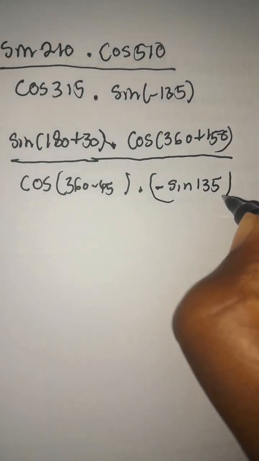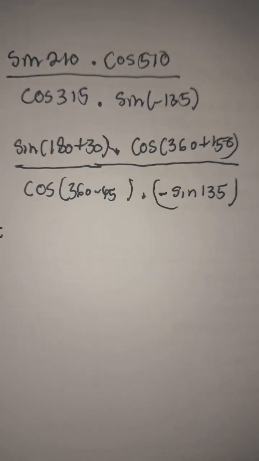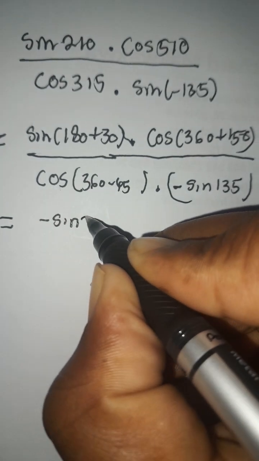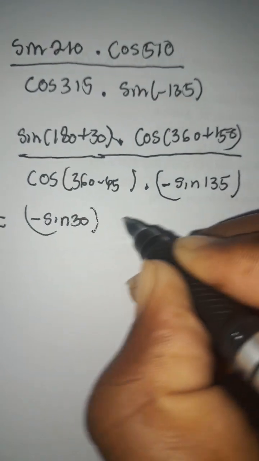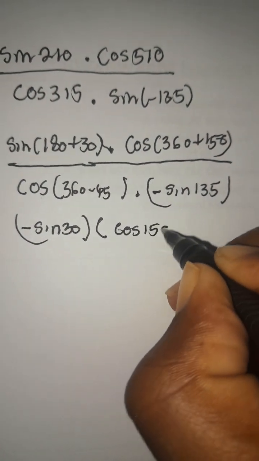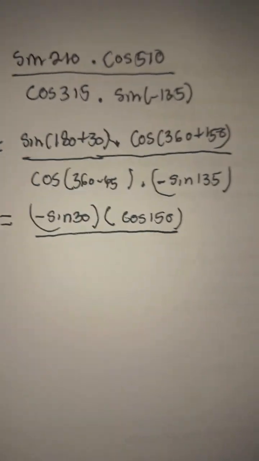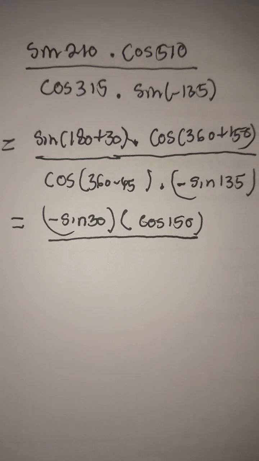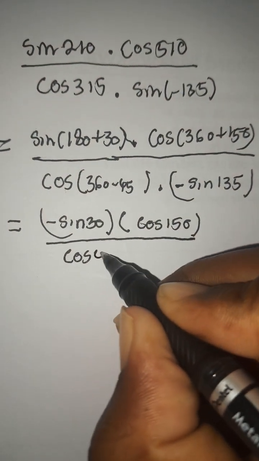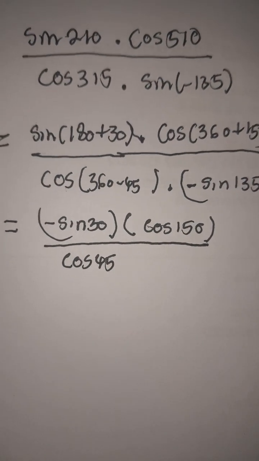We're going to have negative sine 135. Then is it a home for sine in the numerator, sine of 180 plus 30? No, it's not a home. So we are going to have negative sine 30. Is it a home for the first quadrant? Yes. So we are going to have cos 150. All right, so far so good. We are getting those beautiful 7 marks. So cos of 360 minus 45 is a home for cos, so that will be cos 45. Cos 45, right.